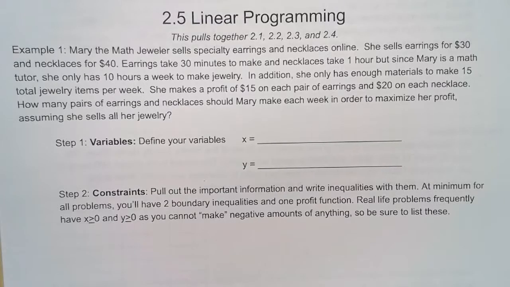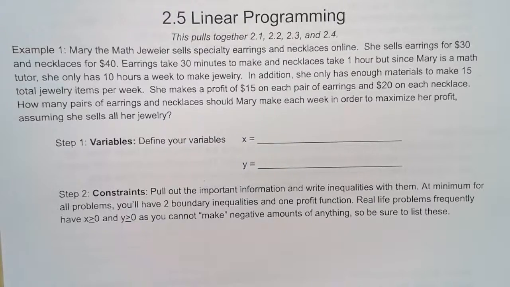Example: Mary the math jeweler specializes in specialty earrings and necklaces online. She sells earrings for $30 and necklaces for $40. Earrings take 30 minutes to make and necklaces take 1 hour, but since Mary is a math tutor, she has only 10 hours to make jewelry because she does both of those things.